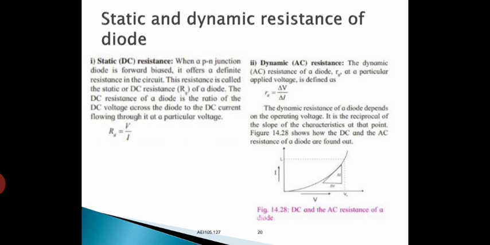Now we discuss the dynamic or AC resistance. The dynamic resistance of a diode at a particular applied voltage is defined as Rd is equal to delta V upon delta I. The dynamic resistance of a diode depends on the operating voltage. It is the reciprocal of the slope of the characteristics at that point. Figure 14.28 shows how the DC and AC resistance of a diode are found out.